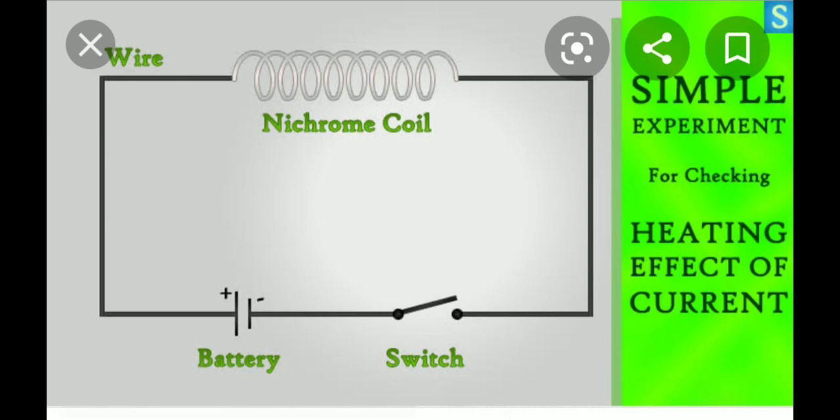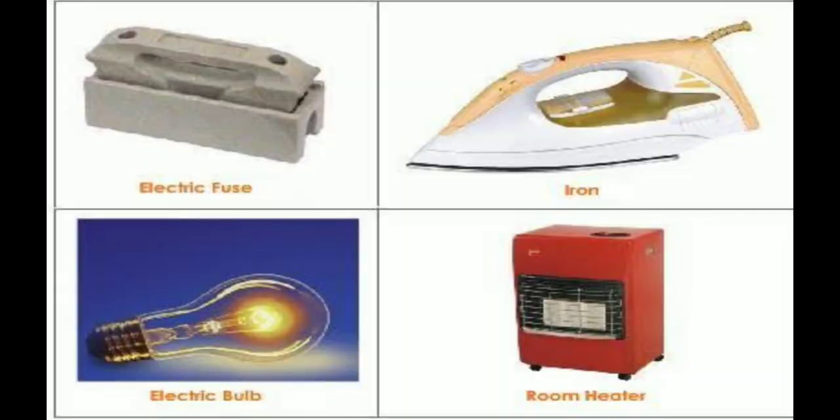So you can see in the circuit diagram, there is a cell and a switch and there is a nichrome coil. These all three are connected in series. When the switch is on, the current flows through the circuit and even through the nichrome coil. After a few minutes, the nichrome coil gets heated. So this circuit explains the heating effect of electric current. That is, when current flows through a nichrome coil, which is a conductor, heat is produced in that nichrome coil.